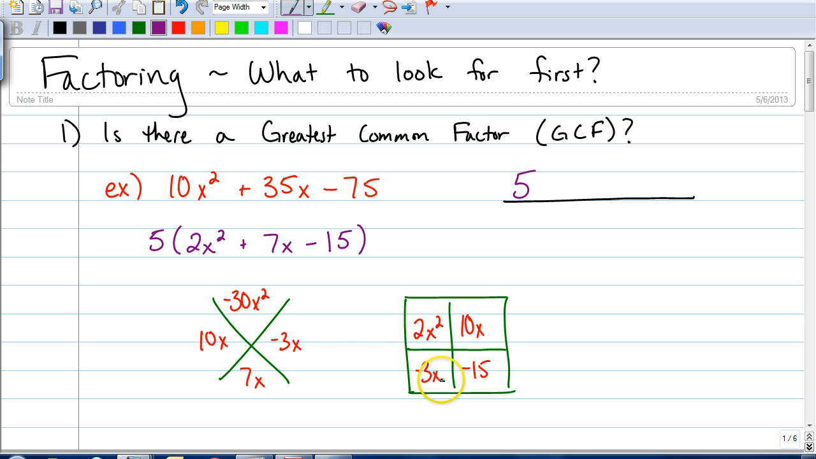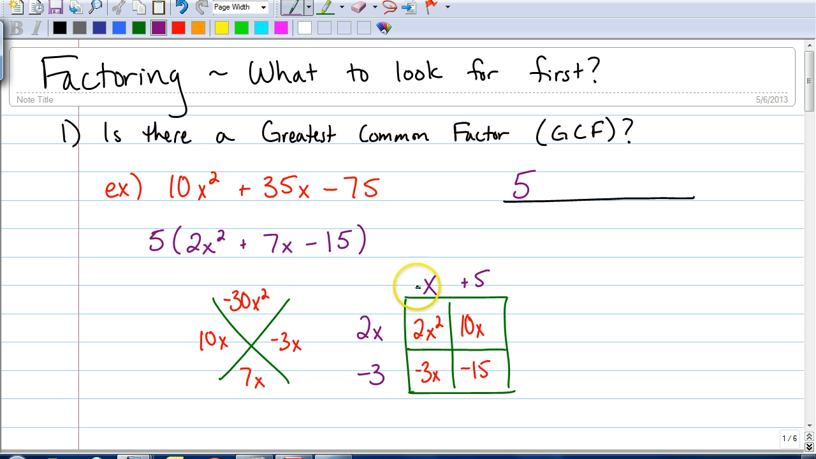So then I'm going to put the 10x and the negative 3x over here, and factor this down. I'm going to look for the greatest common factor of each row and each column. The greatest common factor of this row is 2x. The greatest common factor of this row is negative 3. Let's look at the columns. The greatest common factor of this column is x. The greatest common factor of this column is a positive 5.